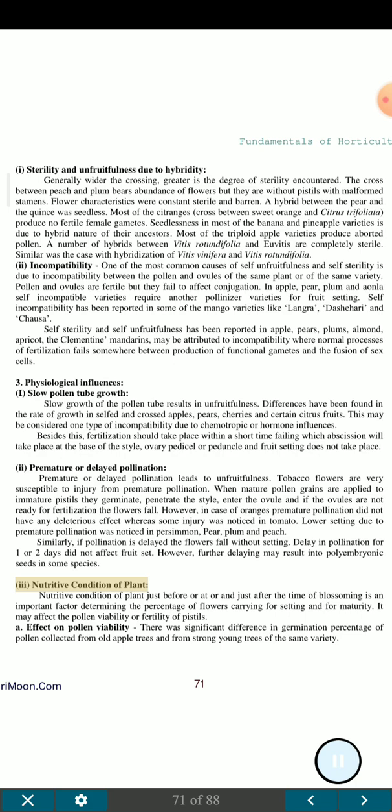III. Nutritive condition of plant. Nutritive condition of plant just before, at, or just after the time of blossoming is an important factor determining the percentage of flowers carrying for setting and for maturity. It may affect the pollen viability or fertility of pistils. A. Effect on pollen viability. There was significant difference in germination percentage of pollen collected from old apple trees and from strong young trees of the same variety.